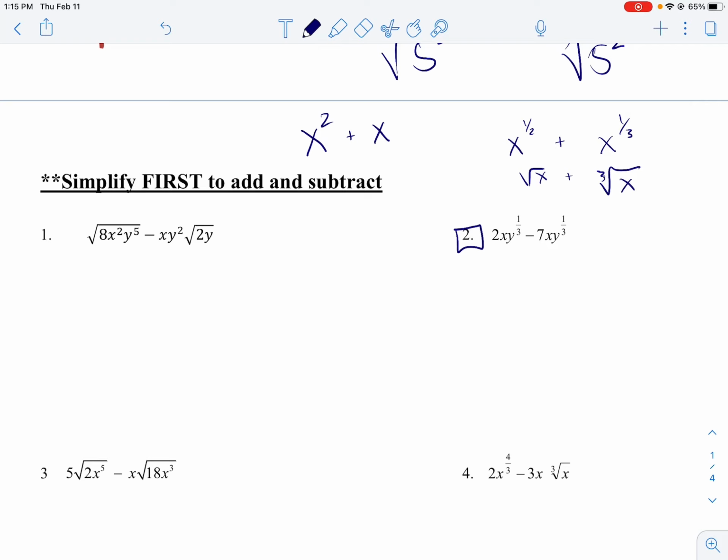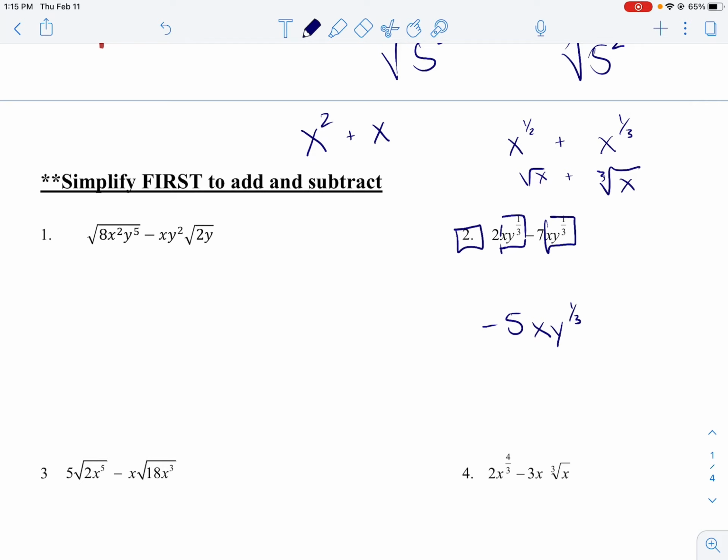So this first, number 2, right? We have a y raised to the 1/3, the cube root of y. We have an x, and so in this case we just subtract the numbers, right? We say we have 2 of this guy right here minus 7 of this guy right here. So how many of this guy do we have? Well, 2 minus 7 is -5 xy to the 1/3. Okay?